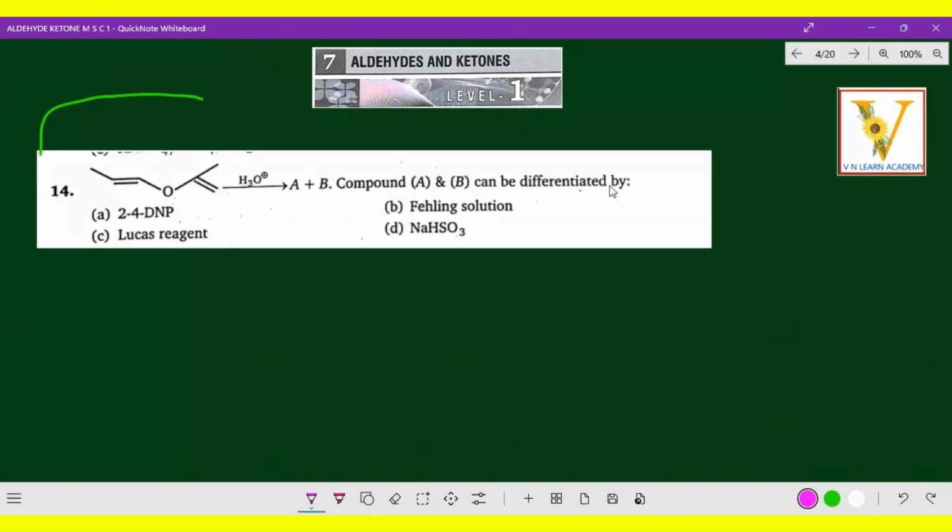B can be differentiated by 2,4-DNP, Fehling's solution, Lucas reagent, and NaHSO3. Now this is actually an ether group, ROR. During acid hydrolysis of the ether group, what products are we getting? Before finding the product, I would like to mention each and every option. Here option A is 2,4-DNP. DNP is actually dinitrophenyl hydrazine. 2,4-DNP is used to find out aldehydes and ketones.